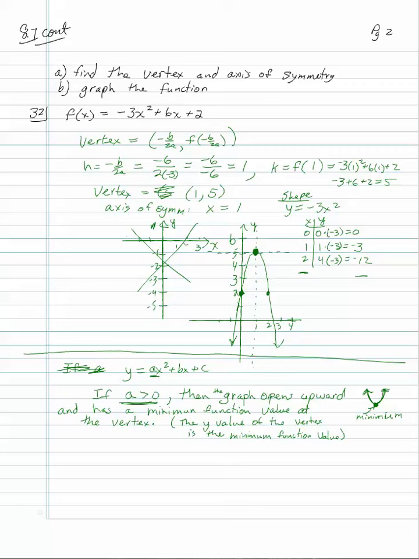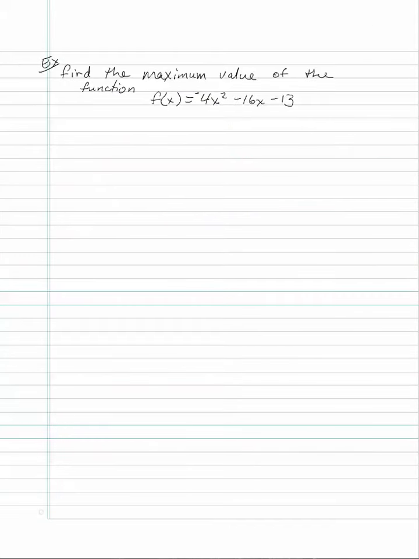Okay? Now if we turn that around, if a is negative, a is less than 0, then the parabola would open downward, and this vertex point would be a maximum value. The maximum value would be the y value again, and the x value is where it happens. So the max value occurs at the vertex, and it's whatever that y value is. All right, let's look at an example.